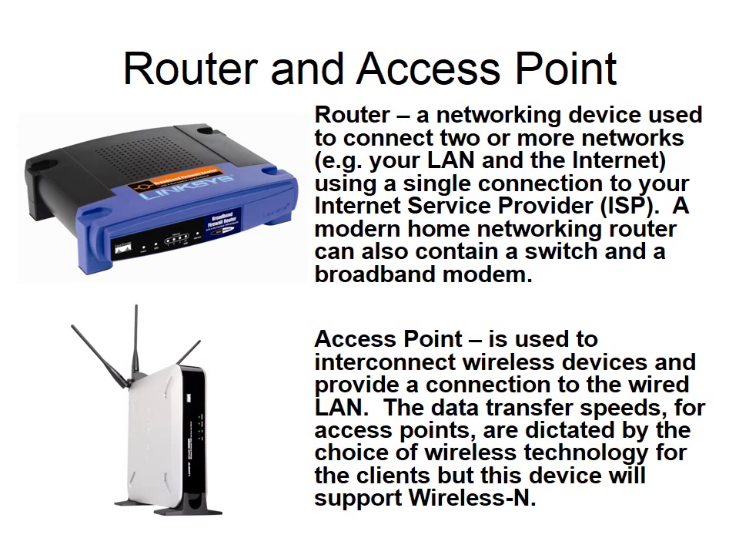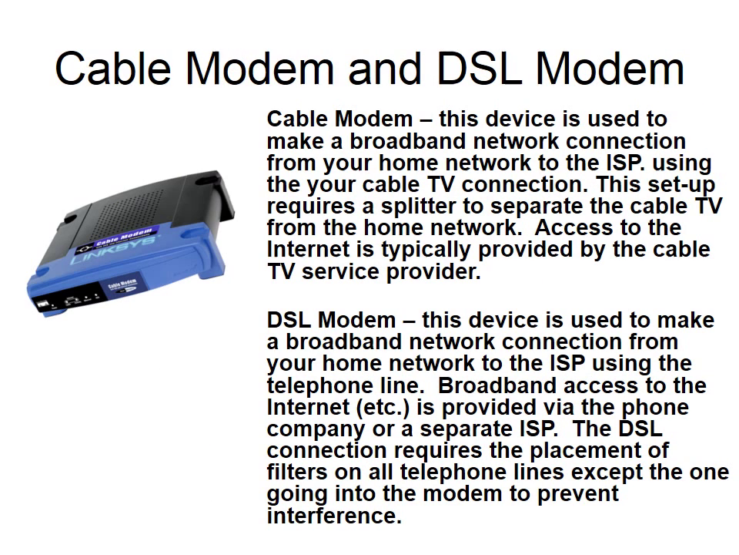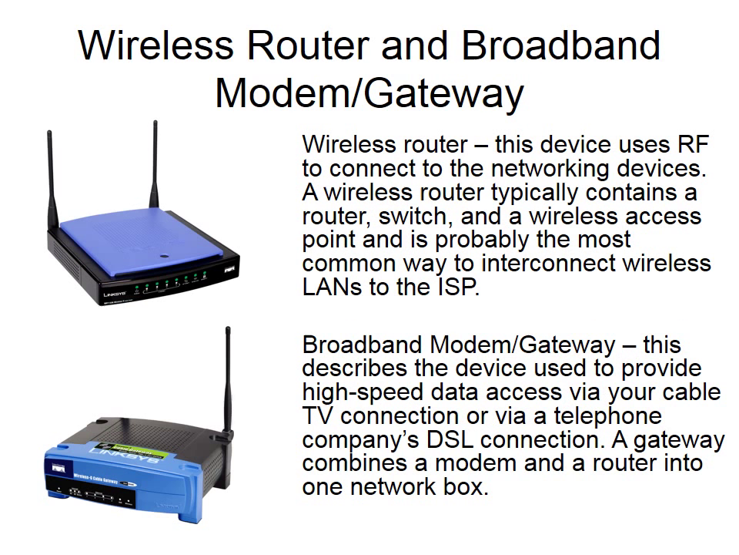Access point is used to interconnect wireless devices and provide a connection to the wired LAN. The data transfer speeds for access points are dictated by the choice of wireless technology for the clients, but this device will support wireless N. Modem is a device that converts analog signal to digital signal. There are cable modems and DSL modems. A wireless router typically contains a router, switch, and a wireless access point and is probably the most common way to interconnect wireless LANs to the ISP.